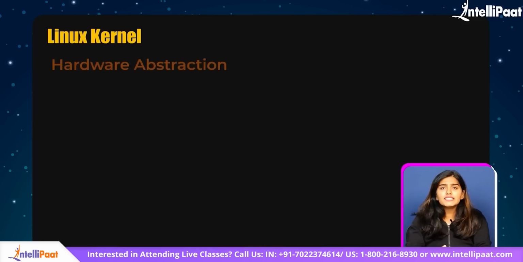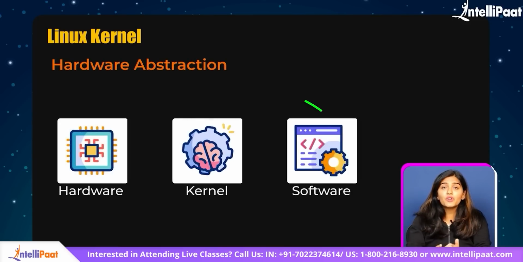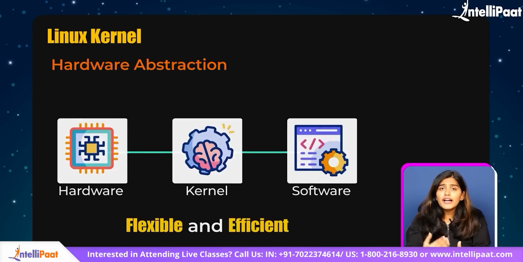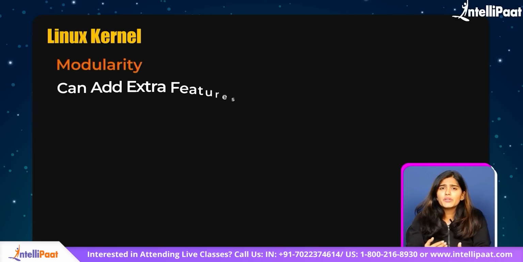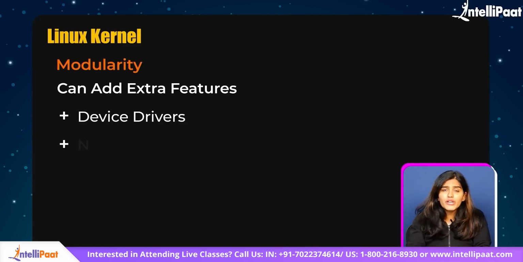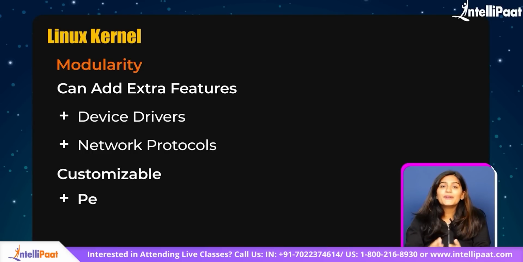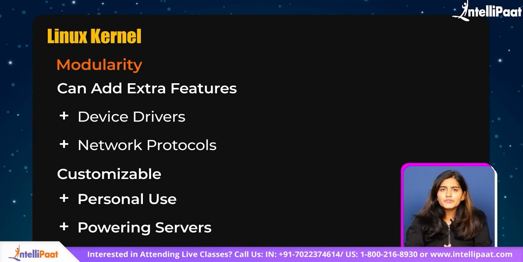One thing about the kernel is the hardware abstraction. This means software doesn't need to know the details of your hardware. It just communicates with the kernel. This makes Linux both flexible and efficient. Another great feature is modularity. You can add extra features like device drivers or network protocols without messing with the main system. This makes Linux super customizable, whether it's for personal use or powering servers. In short, the Linux kernel is essential for making sure that your hardware and software work together seamlessly.